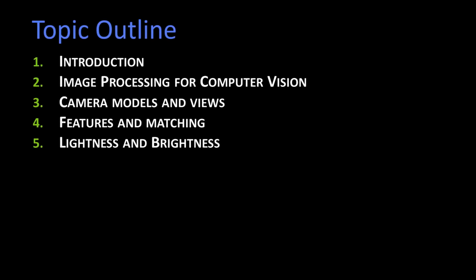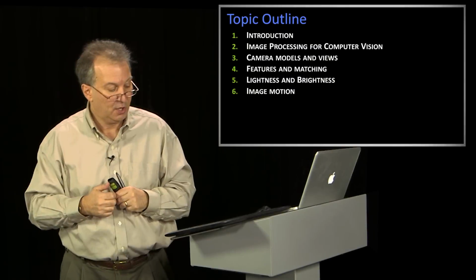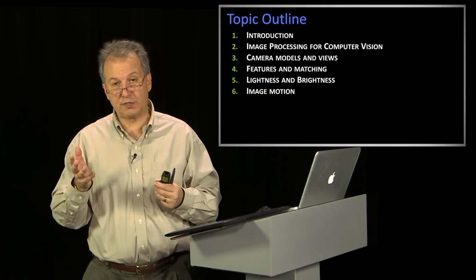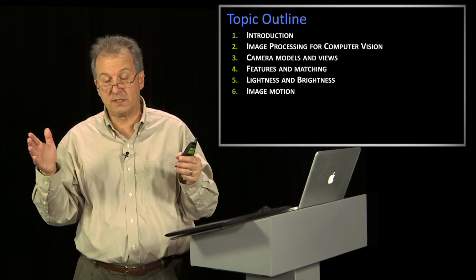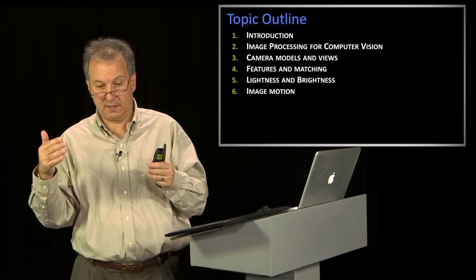We'll spend just a little bit of time talking about how images get formed in the first place, what we call lightness and brightness. How does light interact with material and then come to your imaging sensor in order to make a picture? We'll spend a bit of time talking about motion. Remember, we talked about not just static images, but we can actually have sequences of images. So the question of how things are moving can be looked at.